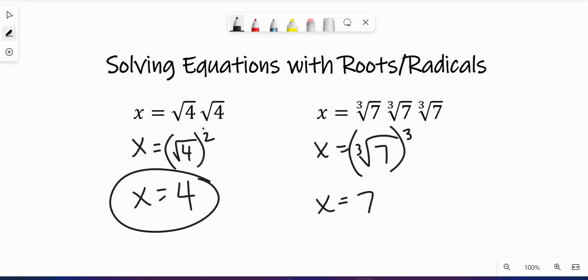You can only do that, though, when you have the same radicand. The radicand is what's inside of the radical symbol. This is the radical symbol. These need to be the same in order to have it squared or cubed. Okay. So those are my two answers there.